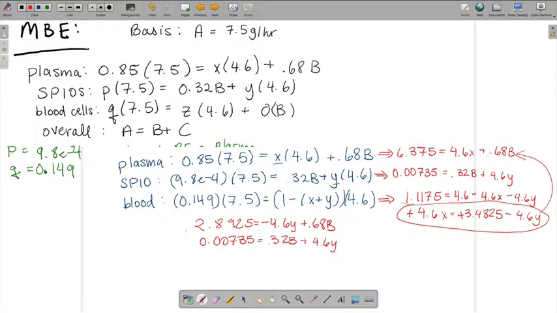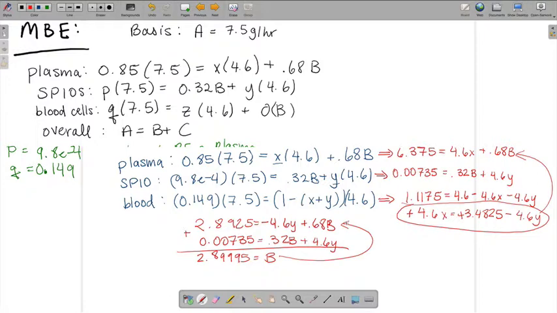So if we simply add these two equations, we can eliminate y, and we can say that b is equal to 2.8925 plus 0.00735, which is 2.89985. And because we know what b is equal to, we can now find out what y is equal to.